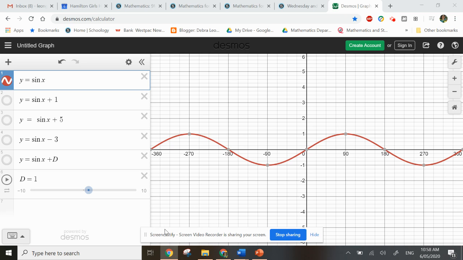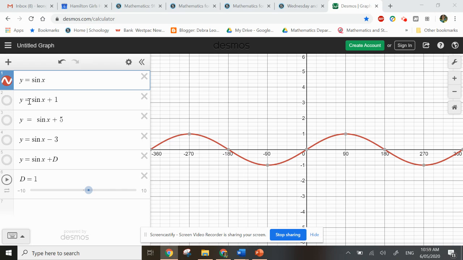We're going to investigate vertical shifts for the sine graph. It would be the same for the cosine. So I've drawn a sine graph on here, and we've got it for 2 cycles from 0 to 360 and 0 to minus 360. And so we've got sine of x. I'm going to investigate what happens when we add or subtract numbers at the end.